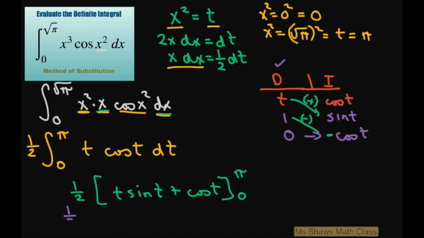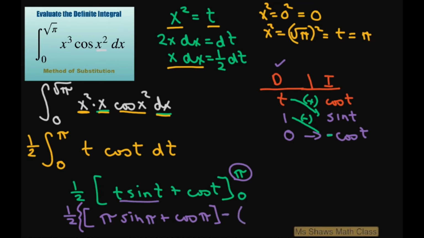This is going to give me 1/2 of, let's start with your upper limit and evaluate. Pi sine of pi plus cosine of pi. And then I'm going to put little brackets here. Minus, when you substitute in 0 here, you get 0 plus cosine of 0.